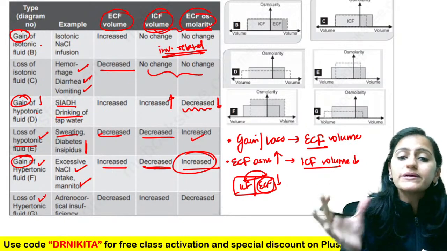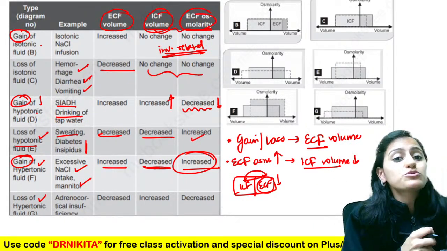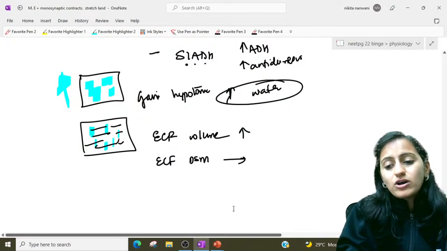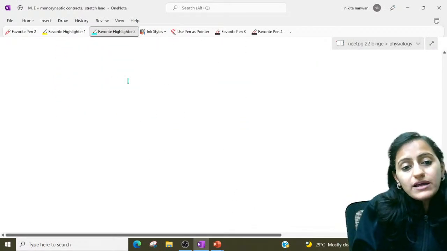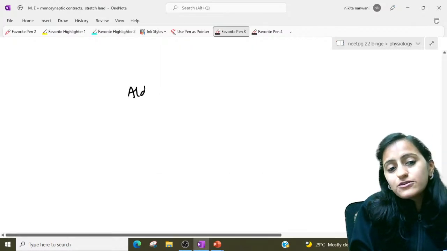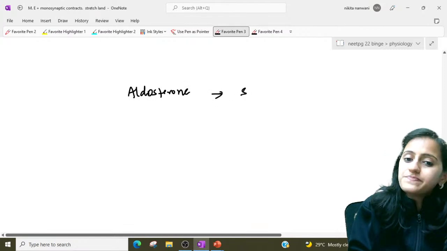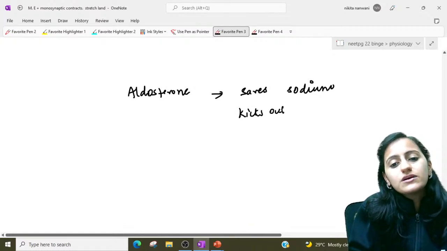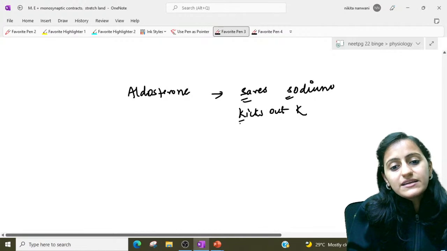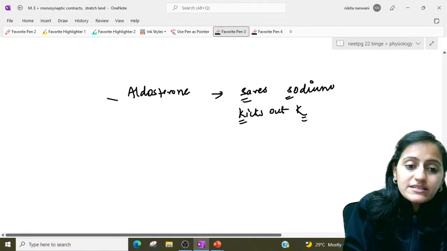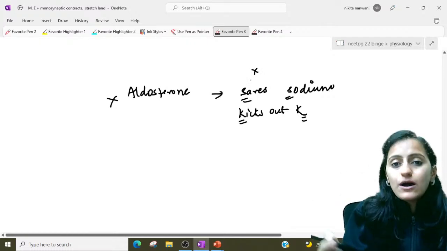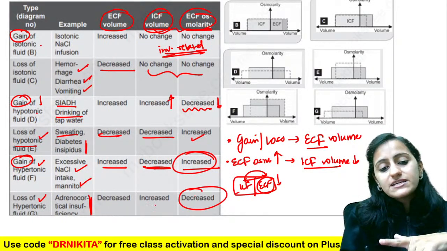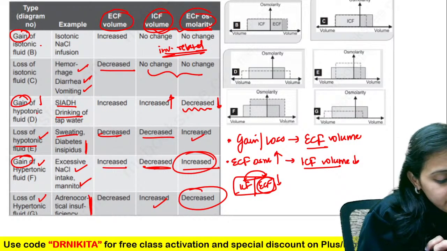Loss of hypertonic fluid. Hypertonic means salt, so losing the salt is your adrenocortical insufficiency. Why? Because what is the function of your adrenocortical hormone? That is your aldosterone. What does aldosterone do to the sodium and the potassium? Remember, aldosterone saves the sodium and kicks out the potassium. So if aldosterone is not there, sodium salt is going out. So the osmolarity will decrease because the salt is going out. ECF osmolarity decreasing, so ICF volume increases.